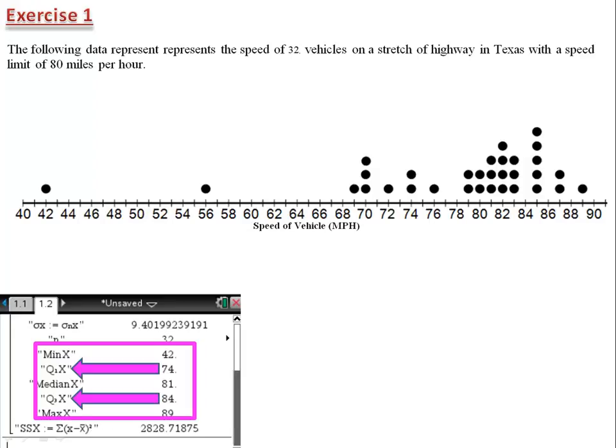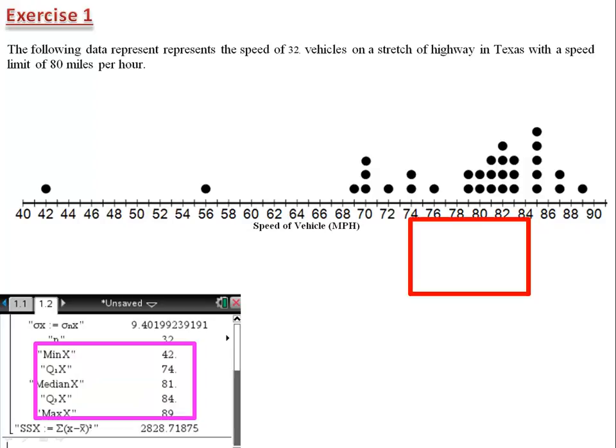Here's what we do. We begin with Q1 and Q3. Those are the ends of our box. Notice the left-hand side of the box starts at 74, and the right-hand side of the box ends at 84.